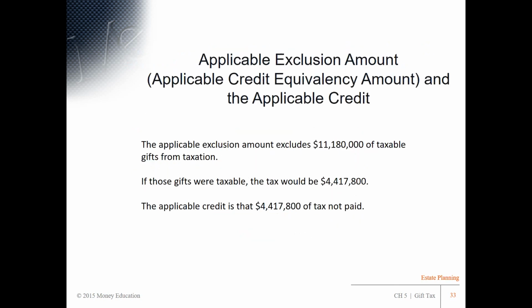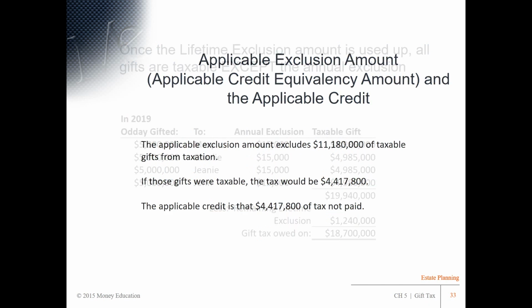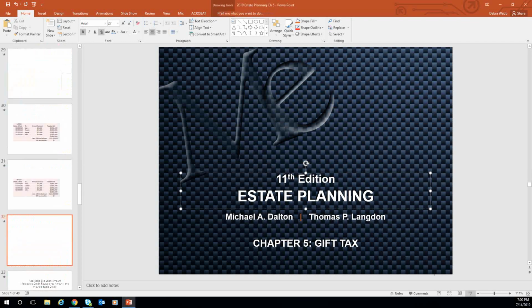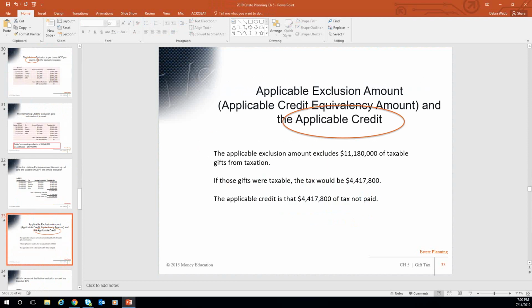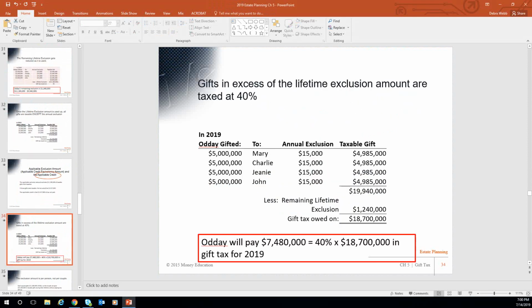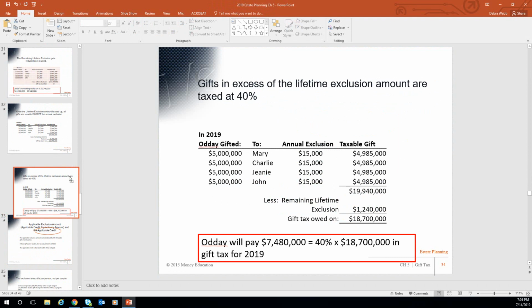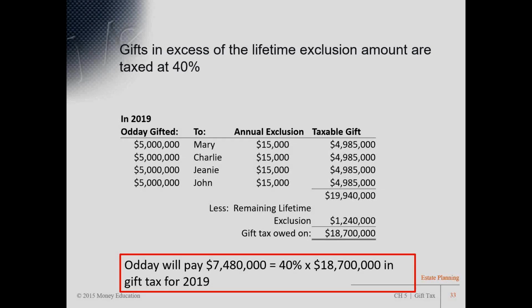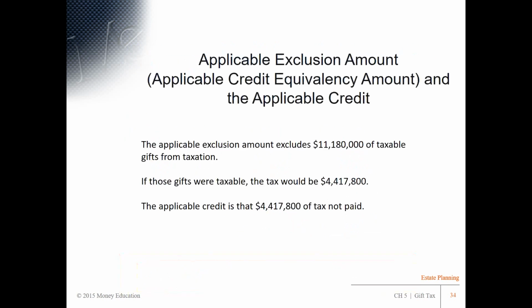Okay. Now, gifts in excess of that lifetime exclusion are taxed at 40%, so that's pretty hefty. So for 2019, O'Day will pay $7,480,000, which is 40% times that $18,700,000 because he's used up his lifetime exclusion.